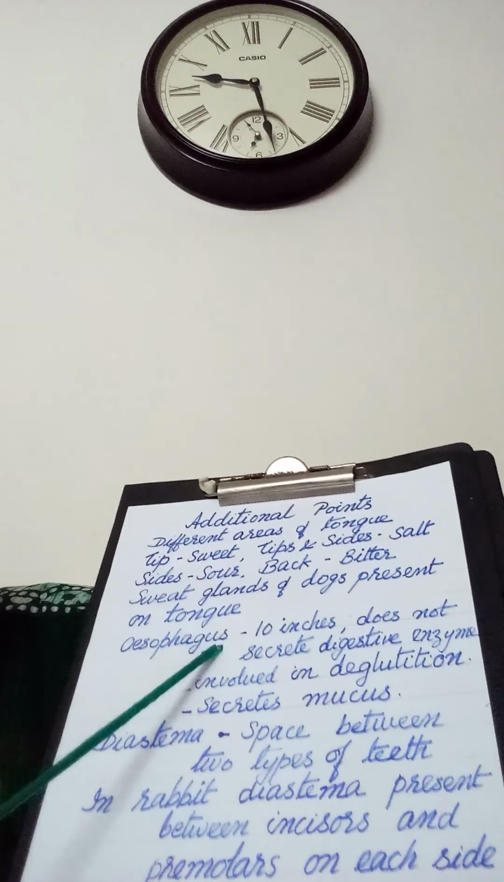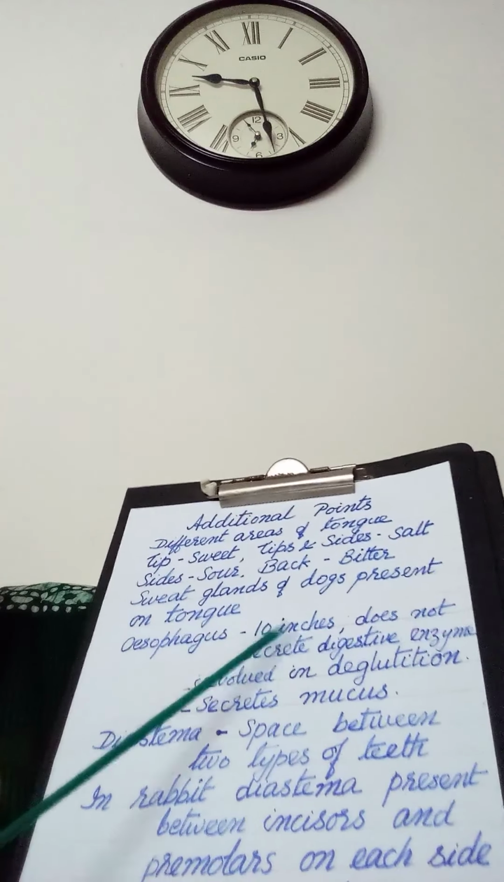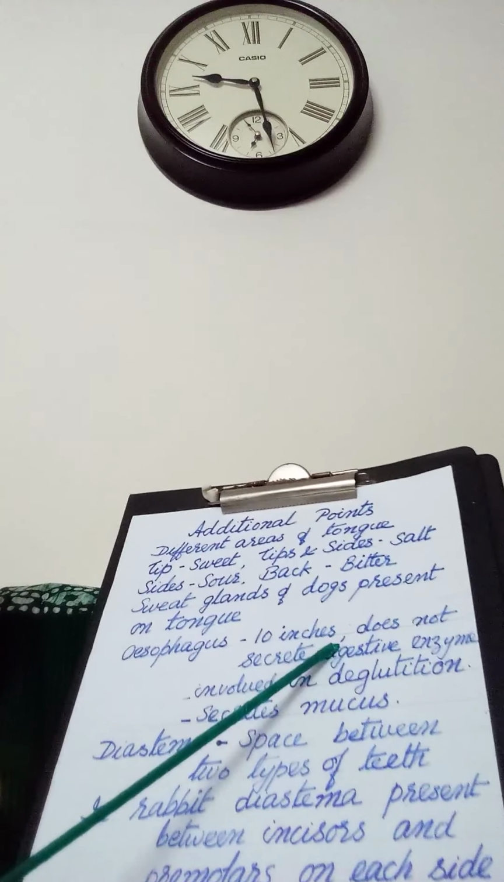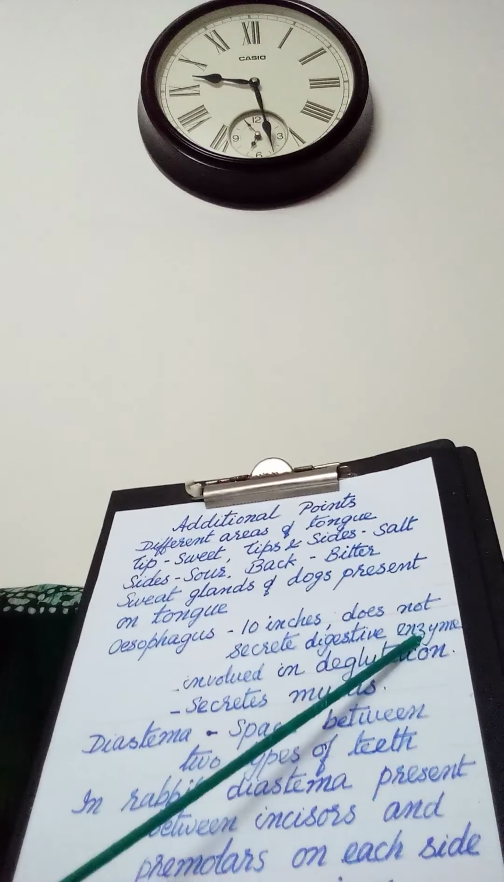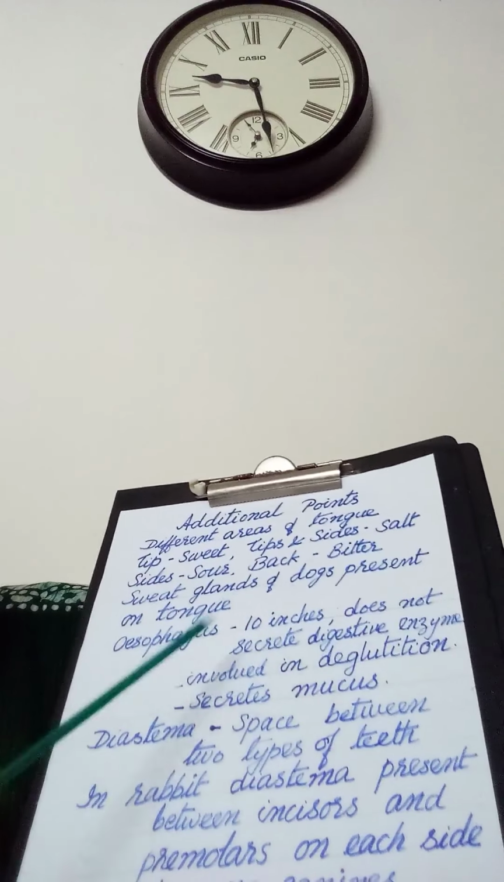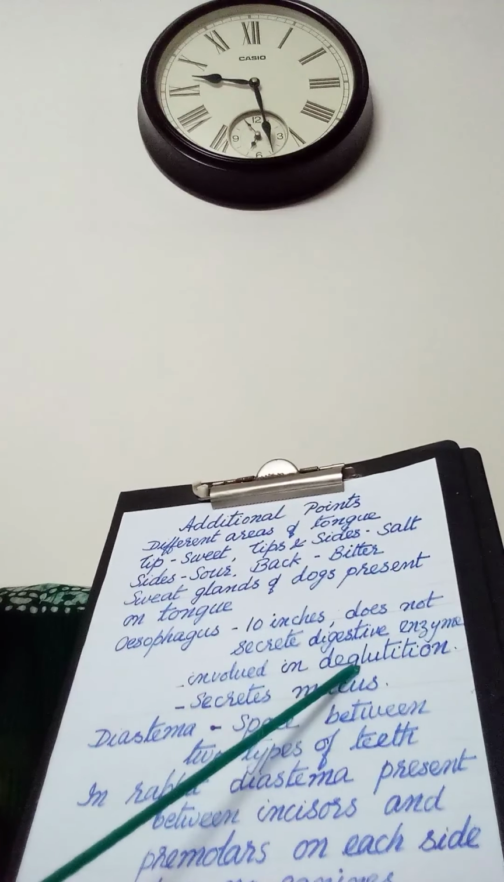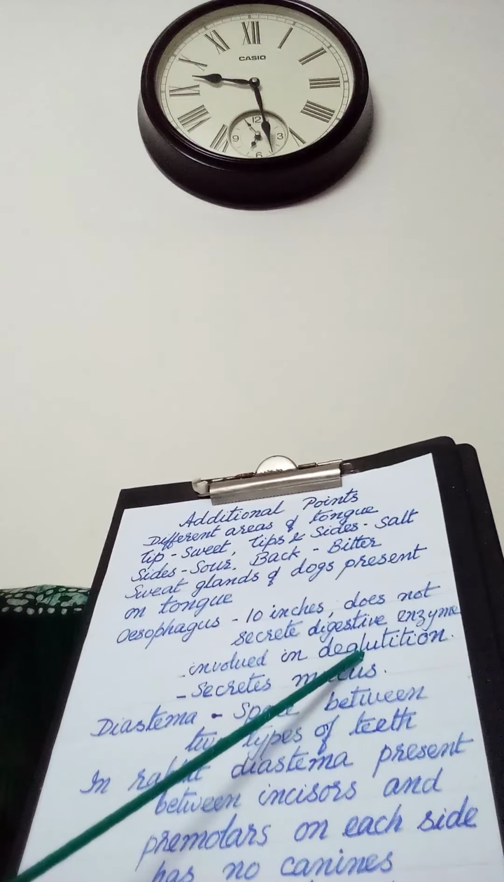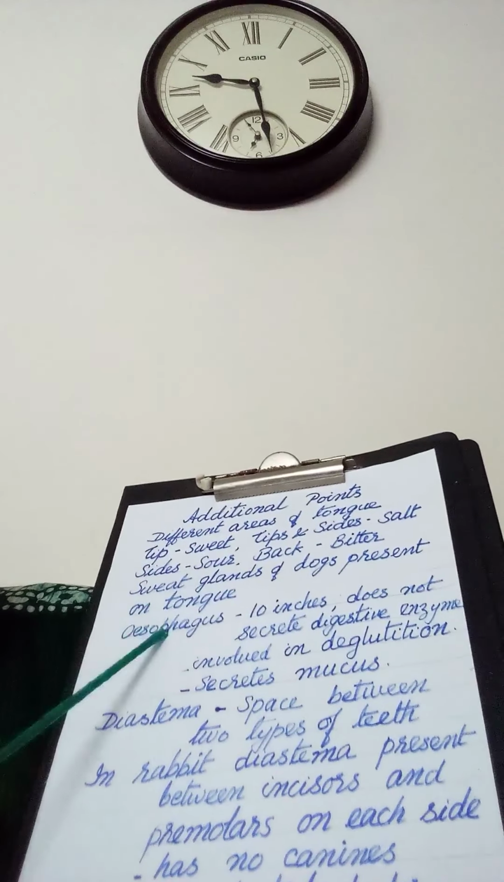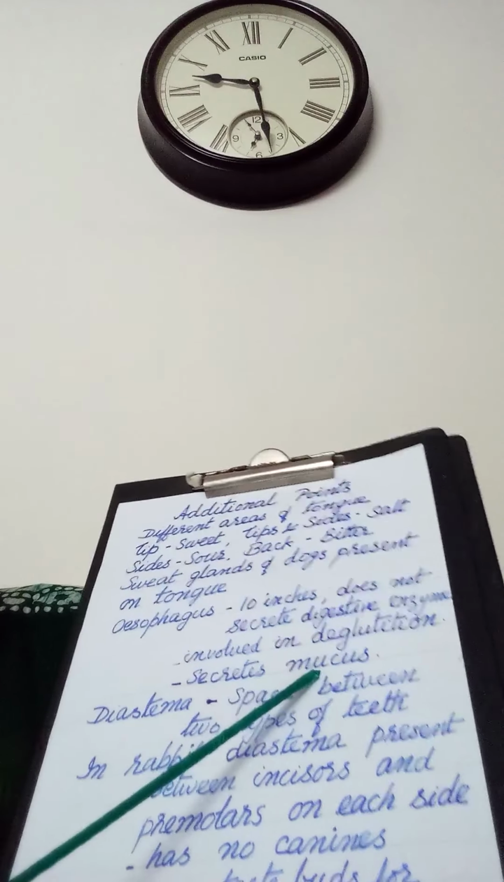Then esophagus in human being is 10 inches and will not secrete digestive enzyme. That is involved in deglutition. Deglutition meaning swallowing. Then esophagus will be secreting mucus.